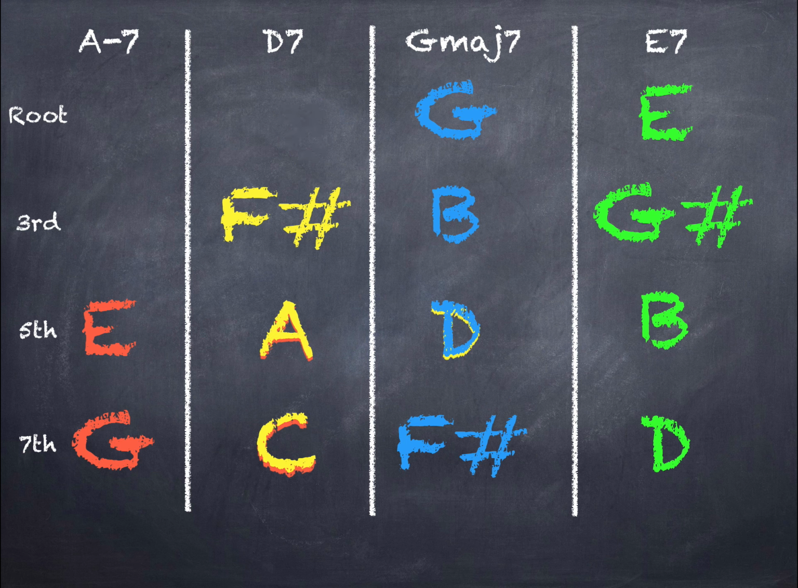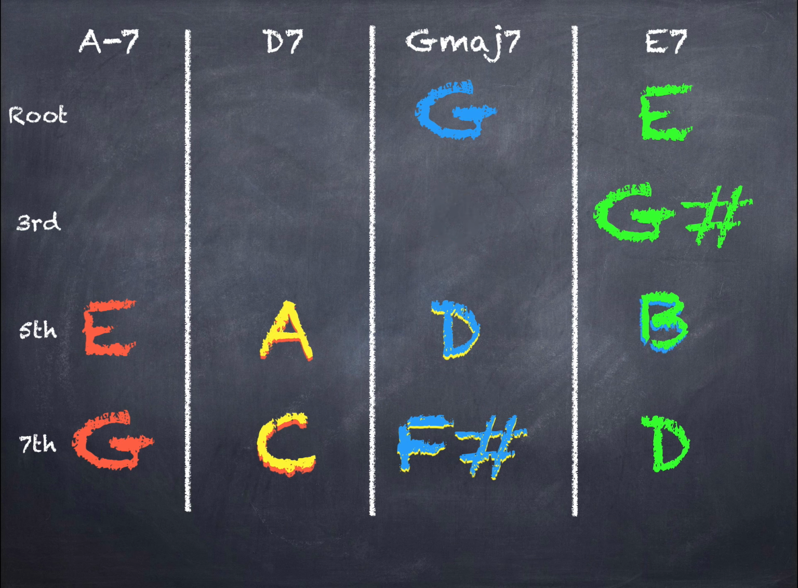The same's going to happen for the D7. We've got the D in the G major 7, and we've got the F sharp in the G major 7. They're going to remain the same. Then the A has to go down to G, and the C has to go down to B. Then with the G major 7 chord, the B's going to stay in the E dominant 7, and the D's going to stay in the E dominant 7. And then when we come back round full circle, the E is going to go to the A minor 7 chord, and the C and the A stay the same, and the G sharp's going to go down to G.